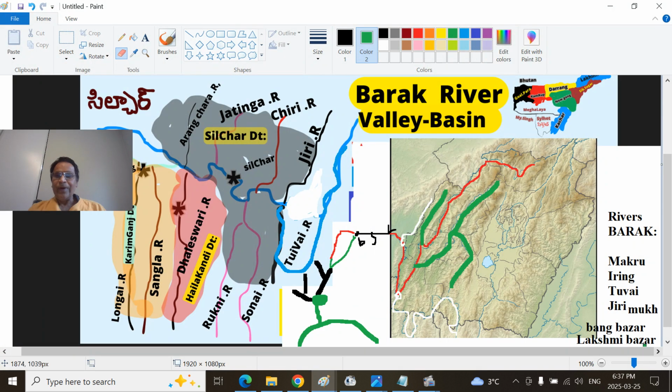So at Banga Bazar, this is the bifurcation point of northern Surma, southern Kushiyara, and the Kushiyara river leaves the Indian border now at the Lakshmi Bazar region, whereas the Surma itself leaves the Indian border at the Banga Bazar region. You remember Bangla language, Banga Bazar, Lakshmi Bazar.